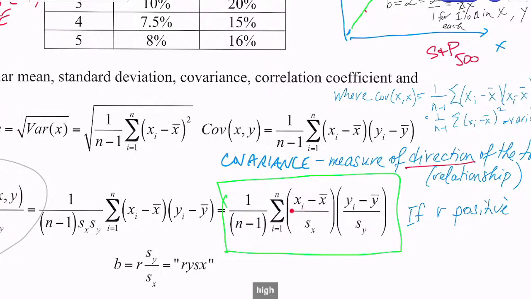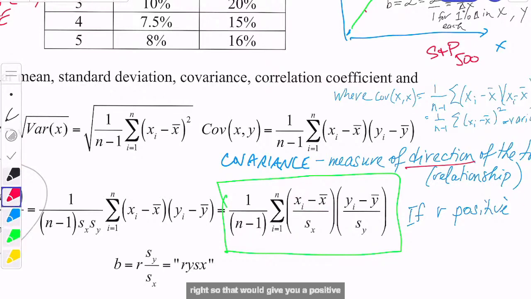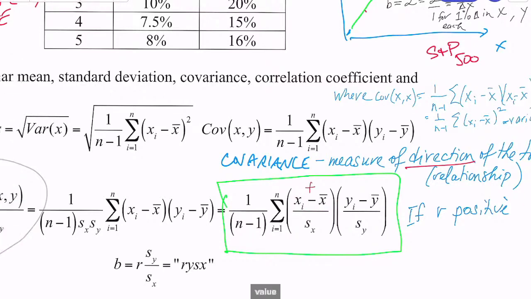When X is high, that means that this value will be higher than the mean, right? So that would give you a positive value. And then when X is high, this would be positive because standard deviation is always positive. The covariance is part of calculating the slope. Okay, so when X is high, that would make this high, and this would be positive, and this is already positive, so this is positive.